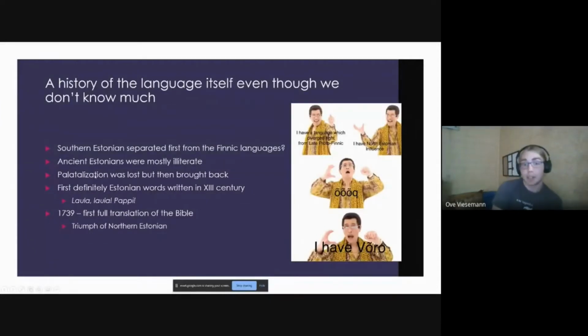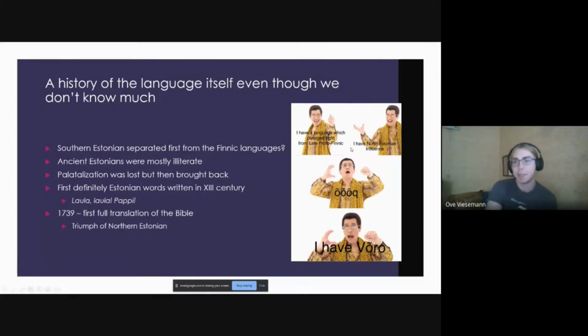First, definitely, the Estonian words were written in the 13th century when the Crusaders came, and those words are laula, laula, pappi, which mean sing, sing, father. In 1739, the first full translation of the Bible was published, and it was published in Northern Estonian, and thus Northern Estonian became the standard Estonian.